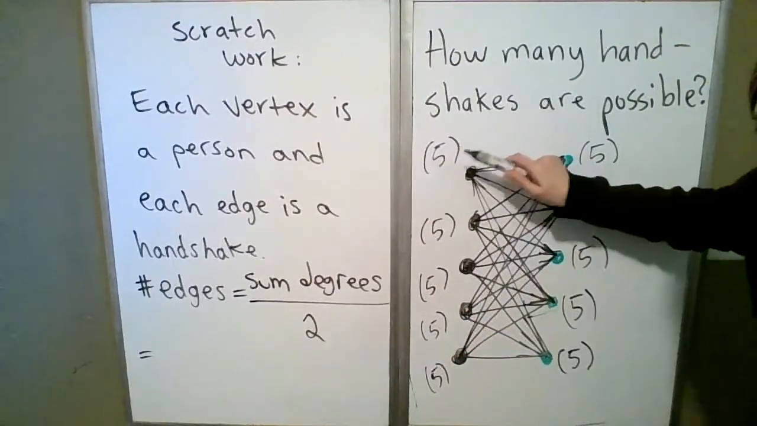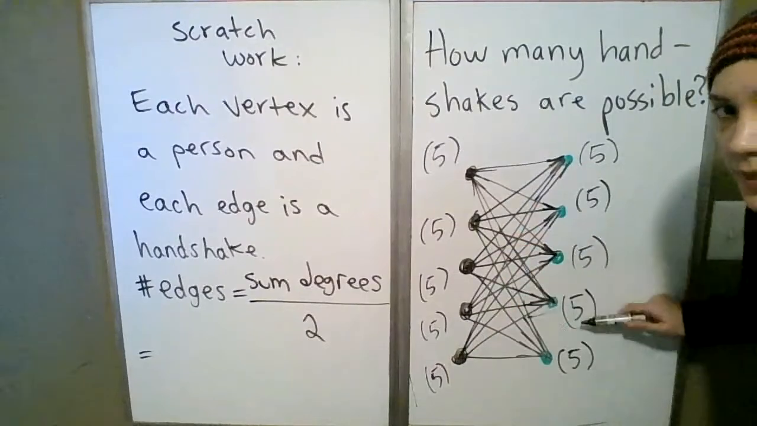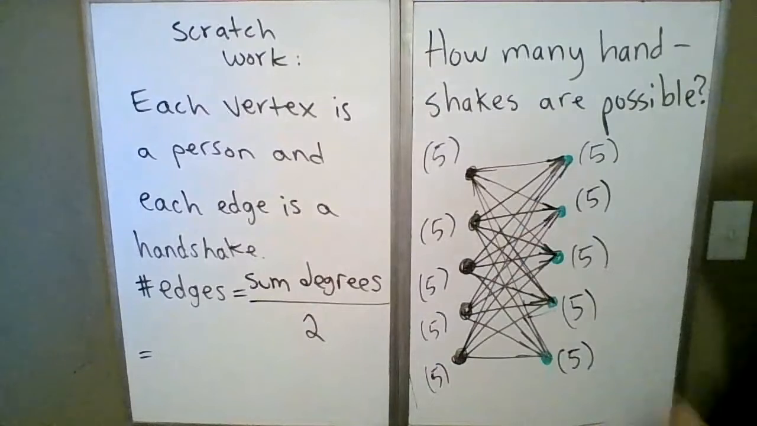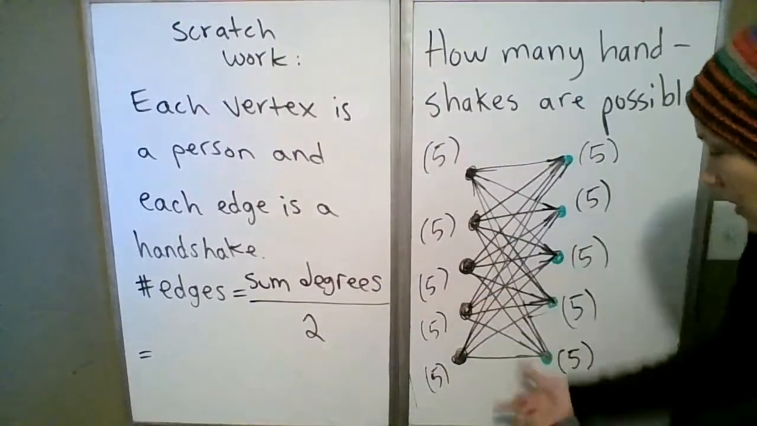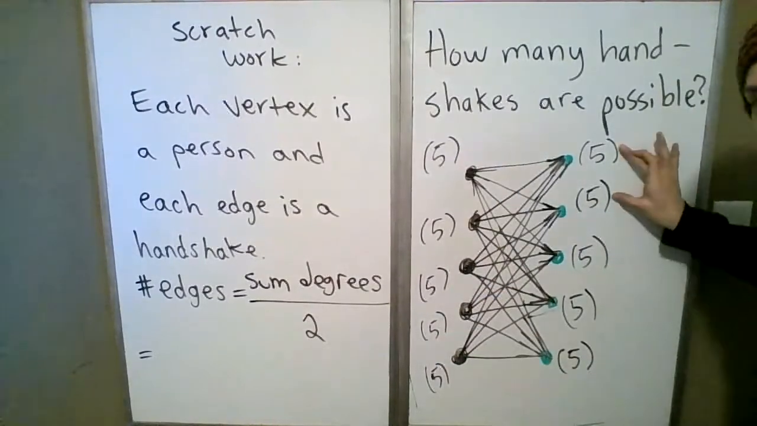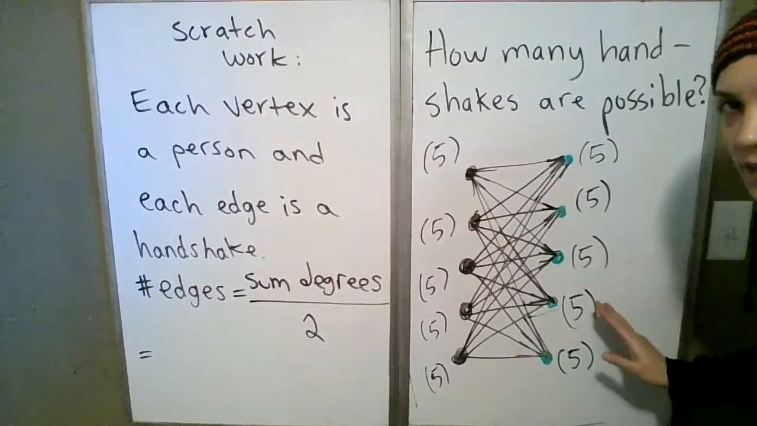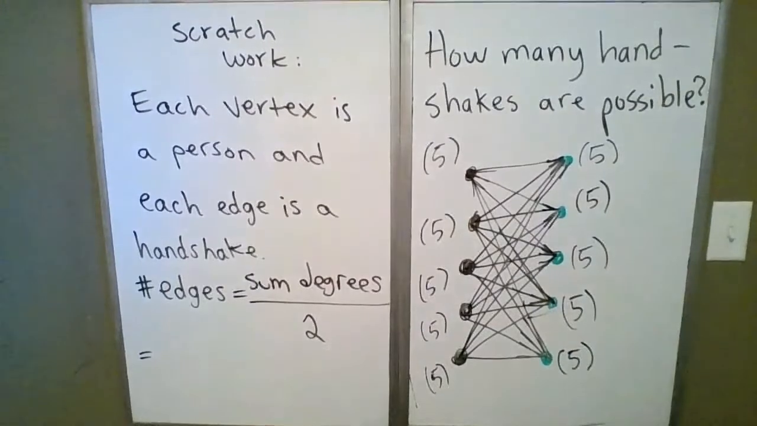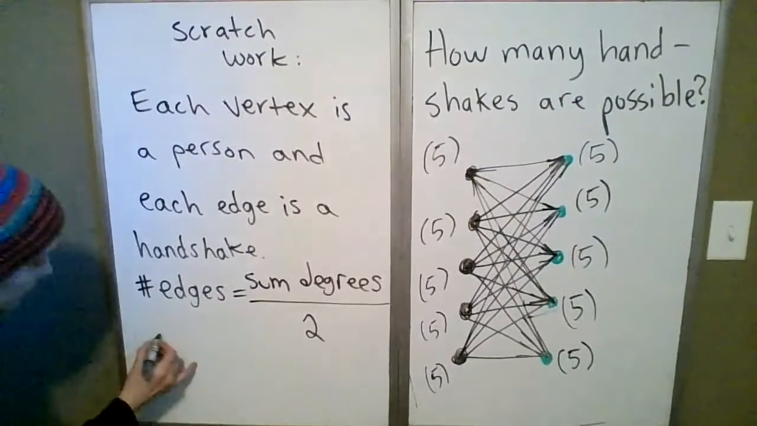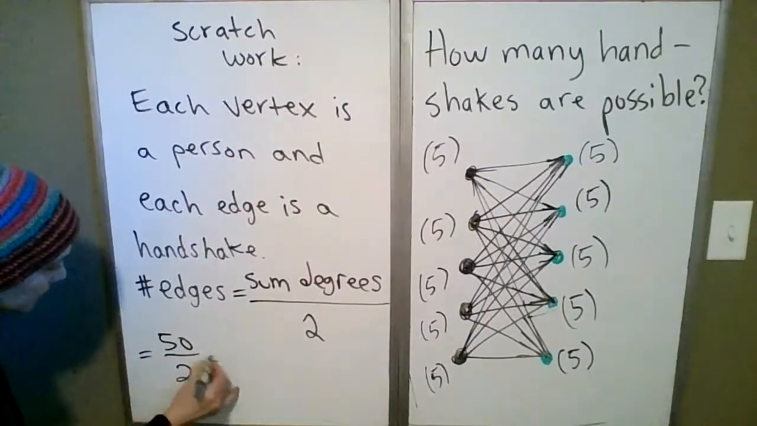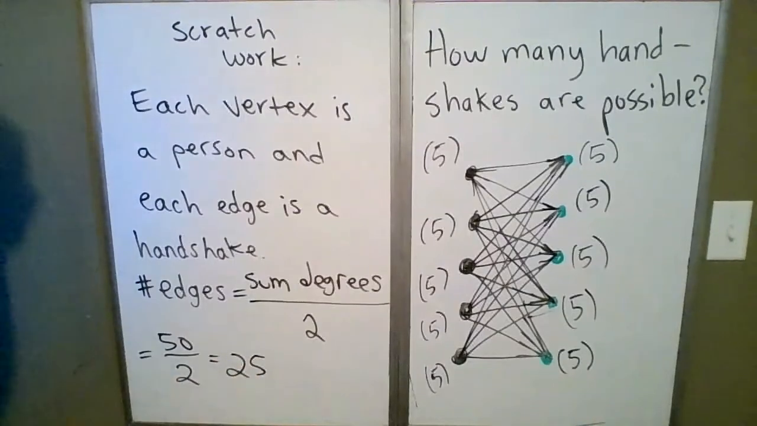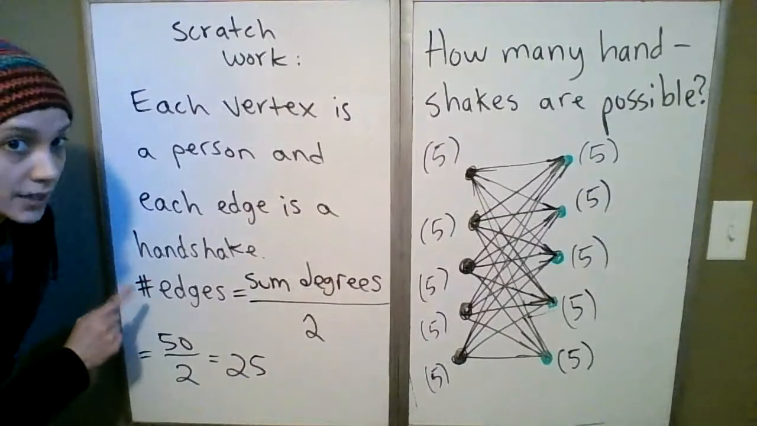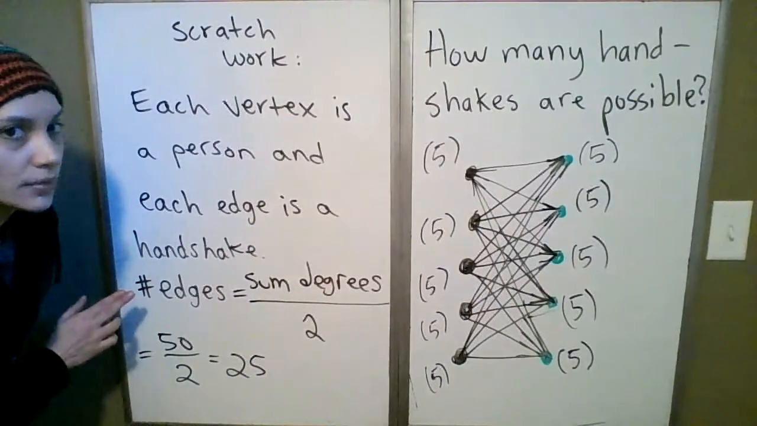Okay, so 5 plus 5 plus 5 plus 5 plus 5 plus 5 plus 5 plus 5 plus 5. Add all this together. So let's see, 10, 20, 30, 40, 50. When you sum all of the degrees and divide by 2, there are 25 edges. Every edge is a handshake, so we can have 25 handshakes.